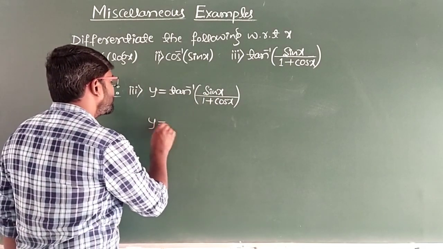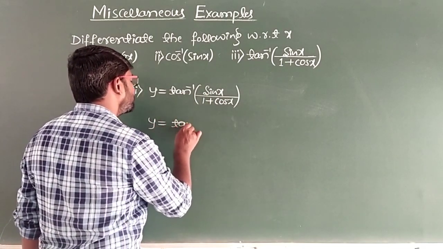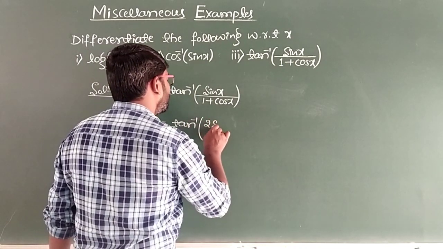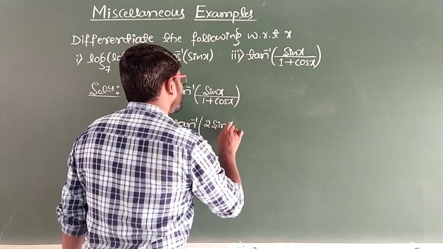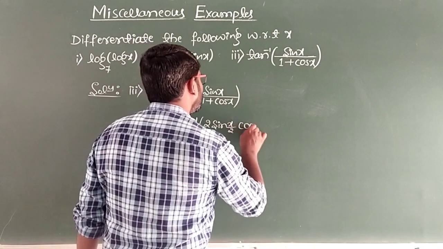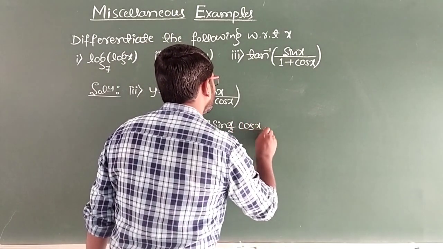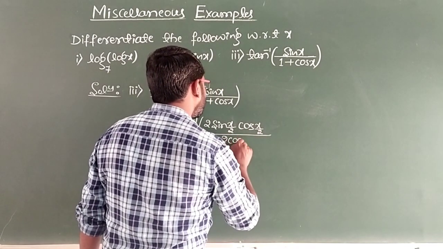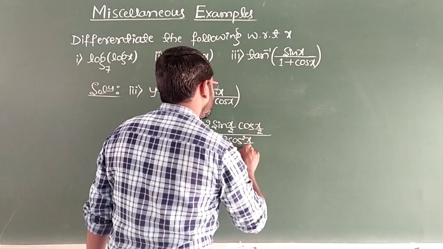y which is equal to tan inverse of 2 sin x by 2 into cos x by 2, then whole divided by 2 cos square x by 2.